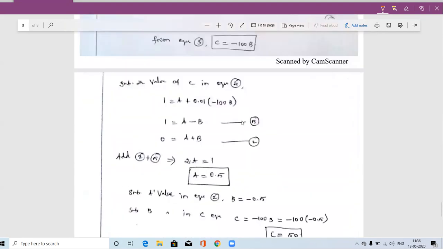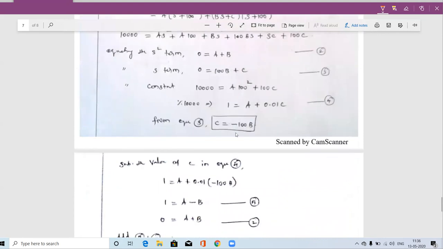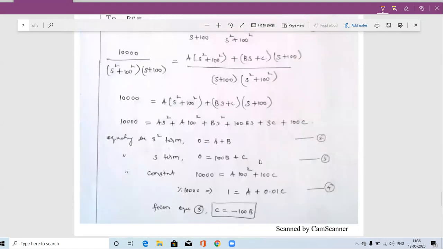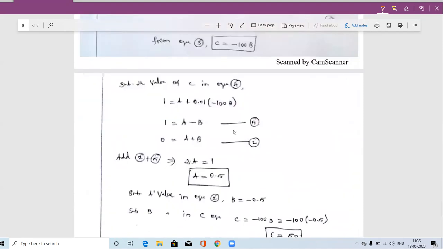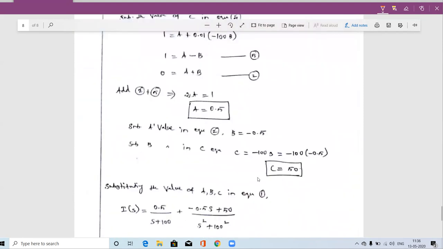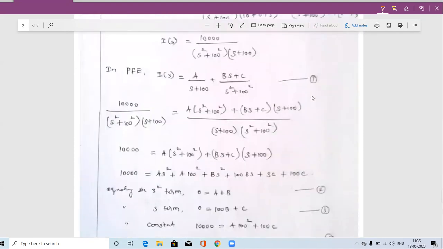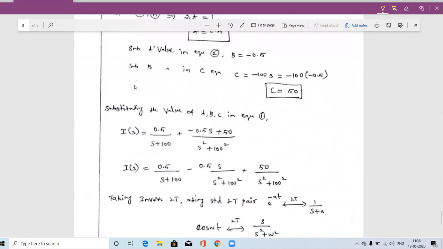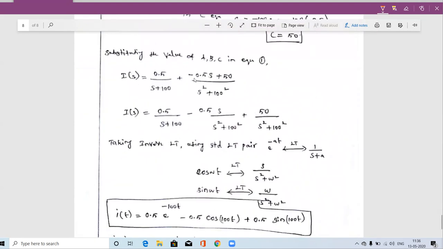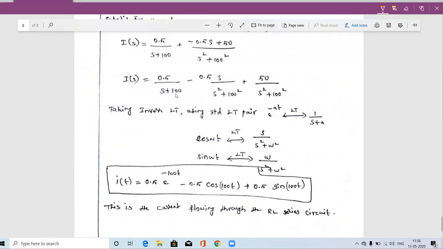Okay, otherwise if you don't remember all that, it is easy to just solve the problem. The derivation will take so much time. Correct? So we are solving the abc values, and after calculating them you substitute in equation number 1. For equation number 1, I of s can be written as A by this one plus B into s plus C divided by this one. Okay, and the next one you split as 2 terms.